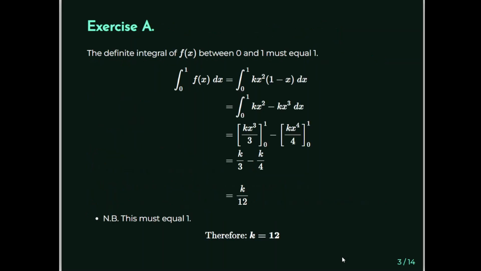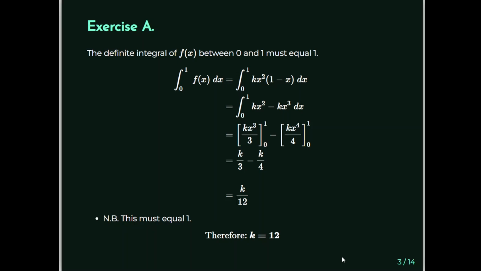Okay, so exercise A. The definite integral of f of x between 0 and 1 must equal 1. Essentially what we have to do is evaluate this definite integral. The upper and lower limits of integration are 0 and 1, so we'll come back to that shortly, but we'll just concentrate on f of x. So we have the integral of kx squared times 1 minus x dx.